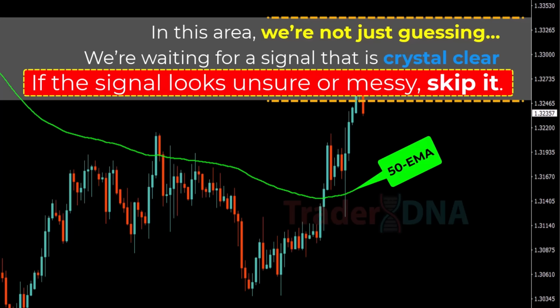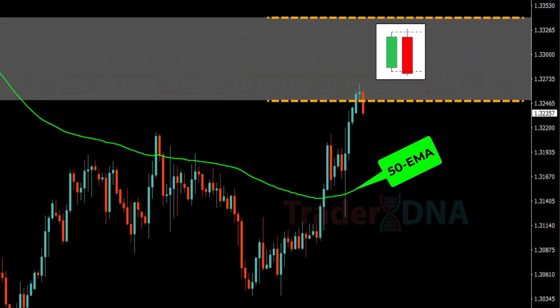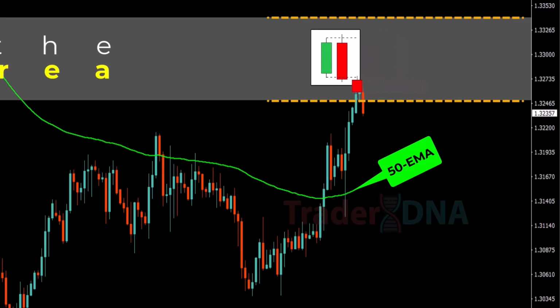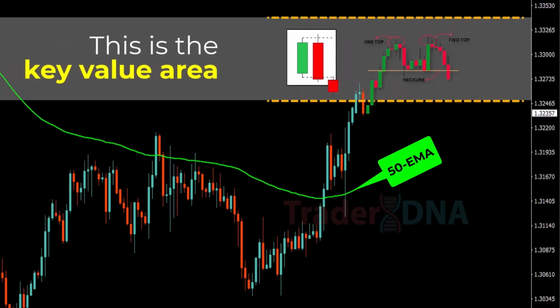For example, if you spot a bearish engulfing pattern, that engulfing candle needs to be big, needs to be clear, and it must be followed by another candle that also pushes bearish. We want to see the market actually falling, not just wobbling around. Or if you see a chart pattern, like a double top, make sure that pattern is sharp, clean, and undeniable. You want the kind of pattern where you instantly feel, yes, this is momentum.